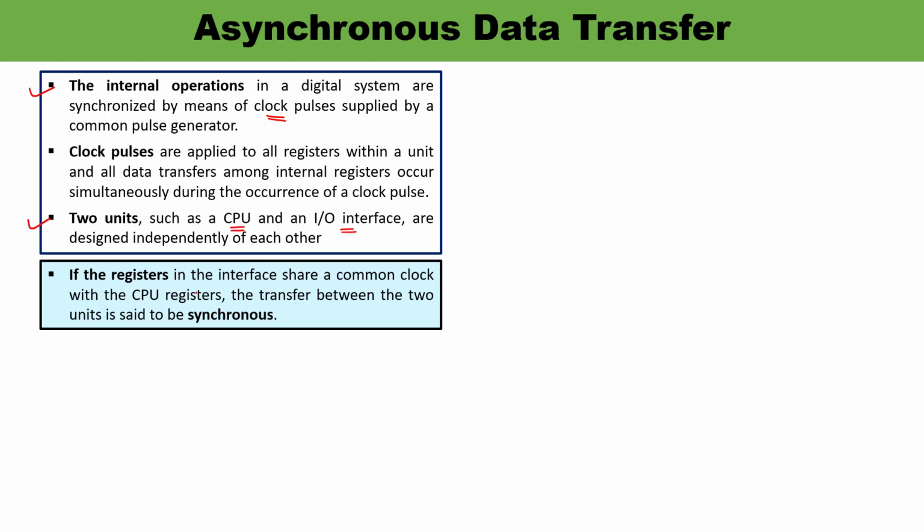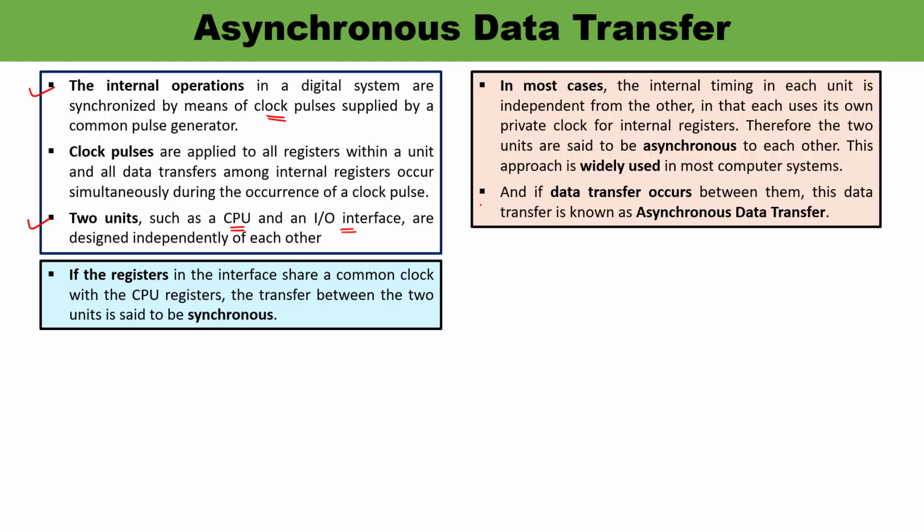So in the majority of cases, the internal timing of the units, the CPU or the IO interface, are independent of each other. They don't have any relation or dependency, which means they use a private clock. In such a condition, when the two units have their private clocks, they are asynchronous to each other. And in this particular case, the kind of data transfer is known as asynchronous data transfer, and this is widely used, you must remember.